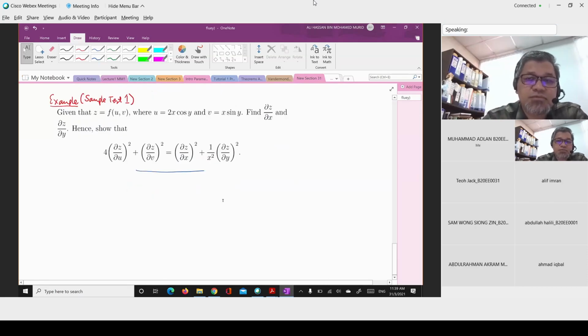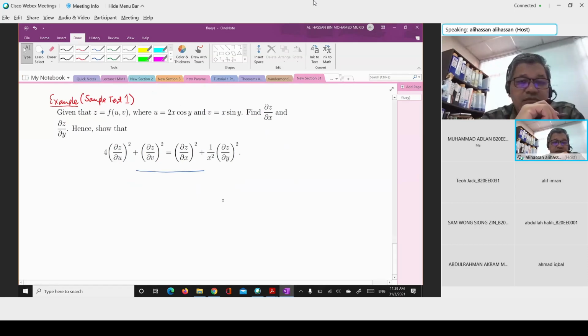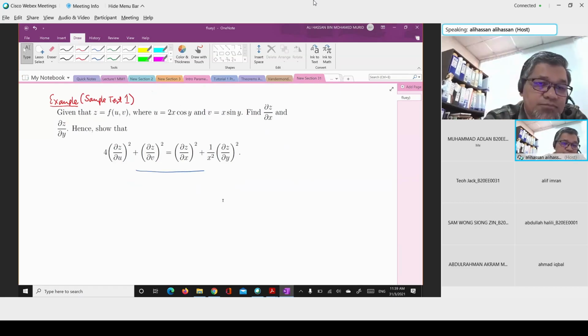So there exist z partial x and z partial y. So use the chain rule. We use case A. We apply the chain rule, case A.